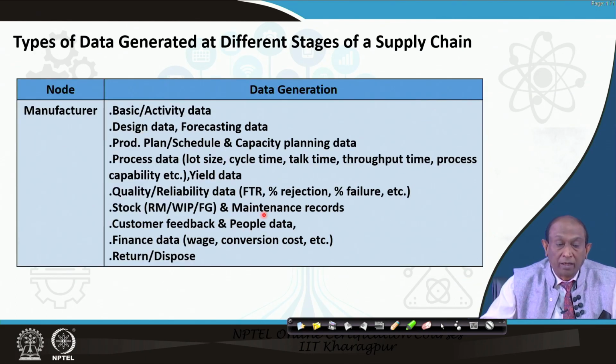Now, let us look at the manufacturer. Manufacturer at that particular stage, these are all decision stages. In the manufacturer node, the data that are generated are basically design data, forecasting data, production plan, schedule, capacity planning data, process data, quality, reliability data, stock levels, maintenance records, customer feedback and people data, finance data, all these returns. So, these are the basic data types that we need to deal with.